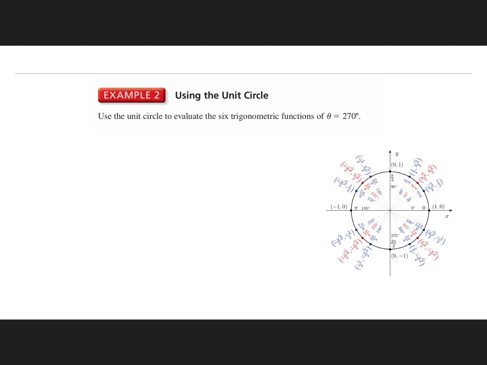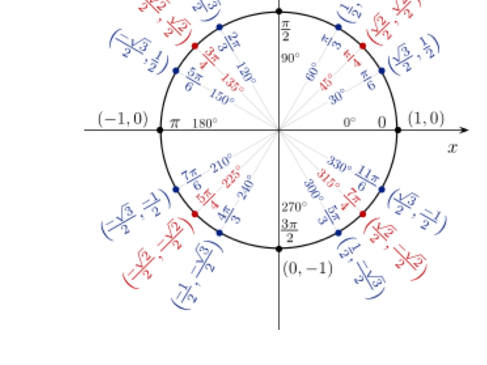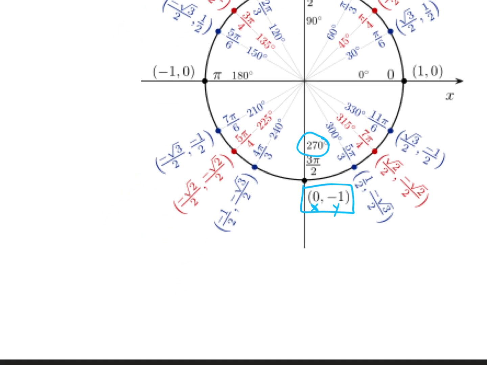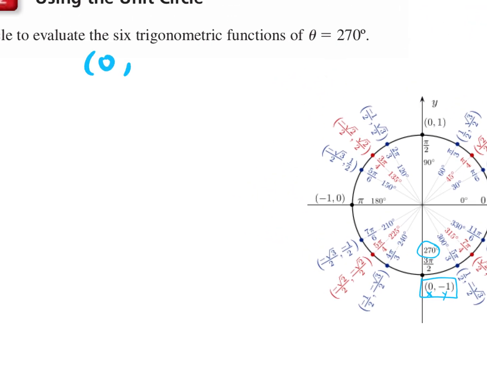All right, so example 2, it says use the unit circle to evaluate the 6 trig functions of theta is 270 degrees. So what we're going to do is go to our unit circle. We need to find 270 degrees, which is right here. So we're going to use this point here. So what would our x be? 0, perfect. And what's our y? -1. So then let's find our 6 trig functions.